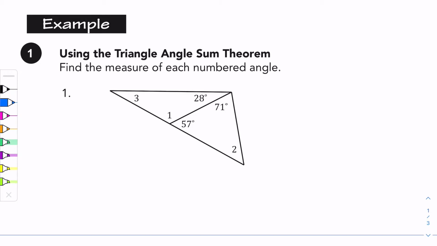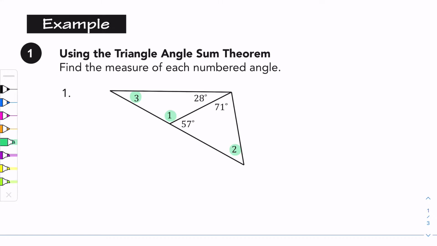So this first example, we see we have two triangles. Well, I guess you could say we have one larger triangle here, and then you can break the triangle into two smaller triangles. So multiple ways to look at this figure. But either way, we're looking to solve for angle 1, angle 2, and angle 3.